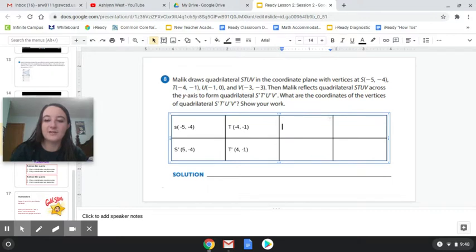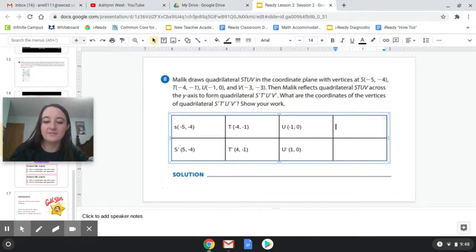For U here, we have the values of (-1, 0). That means it's going to become the opposite for our U prime. So the opposite of -1 is +1, and then our y value stays the same.